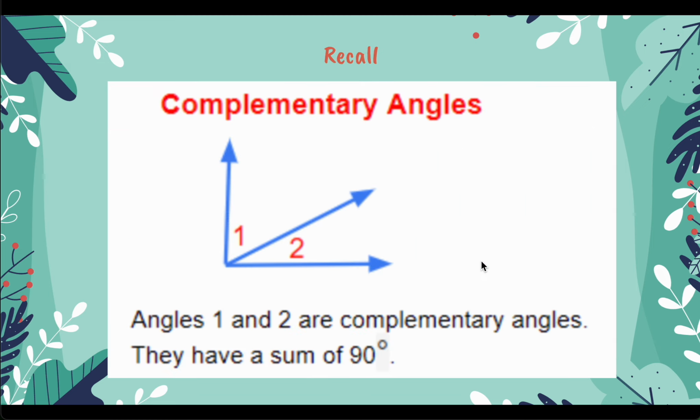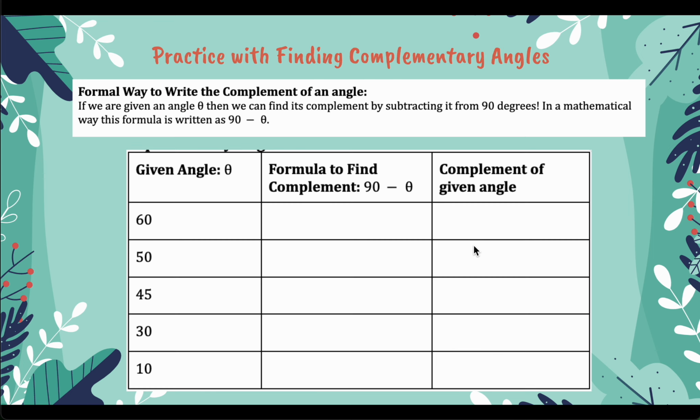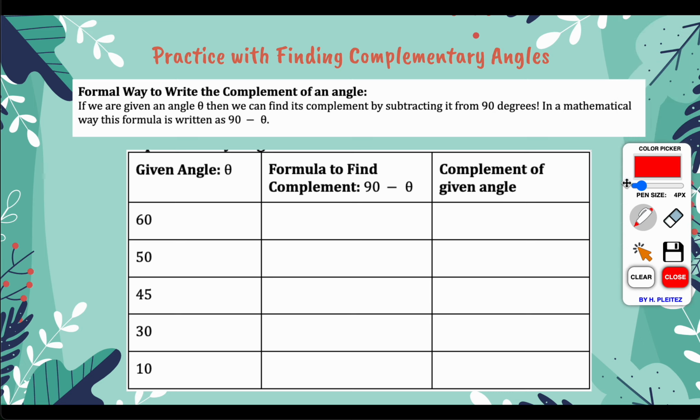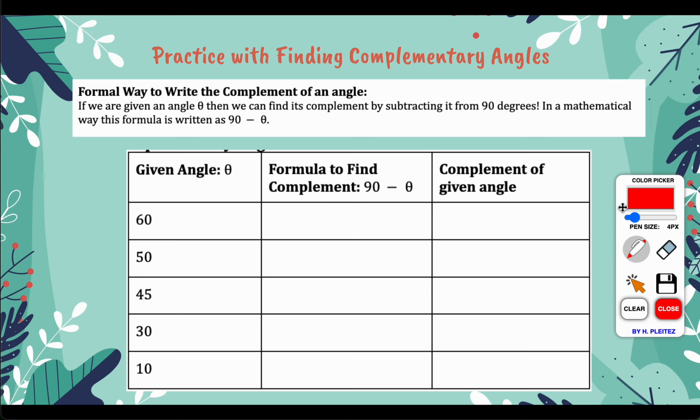So recall, this is some prior knowledge alert. Complementary angles are two angles that add to 90 degrees. So we dealt with this a lot, but it might have been a while since we've used that vocabulary. So obviously we know that two angles add to 90, but there's a formal way of writing the complement of an angle. So if we are given an angle theta, remember, theta is just a variable for a missing angle, or any angle. We can find its complement by subtracting it from 90.